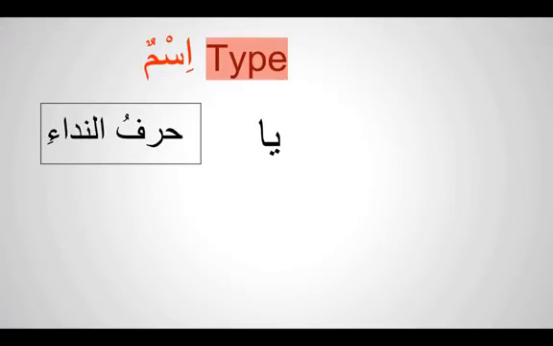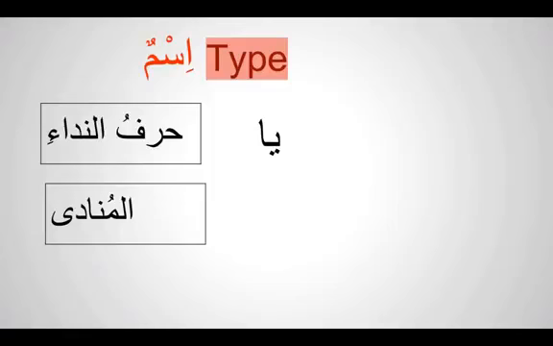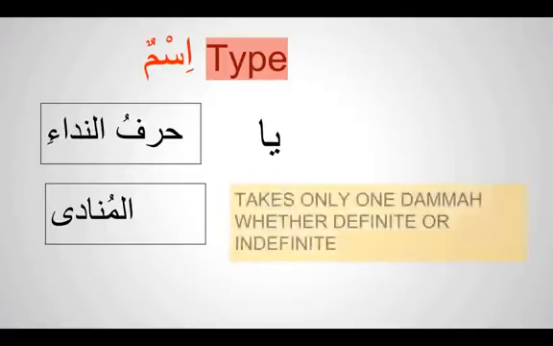And the word which comes after ya is called munada. And there is a special characteristic of ya and munada, harfu nida and munada. Munada, whether it is definite or indefinite, always takes one dhamma. Because ya makes an indefinite noun into definite, but there is no al. It gives only one dhamma. Let me give you some examples.